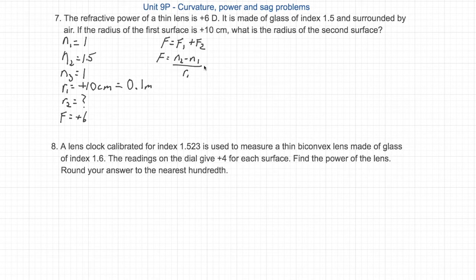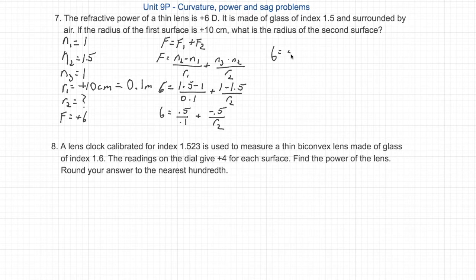So the total power is the powers of the first and second surfaces, which equal the difference in indices of refraction divided by the radius of curvature. We plug in what we know to solve for R2. And we find that R2 equals -0.5 meters or -50 centimeters.